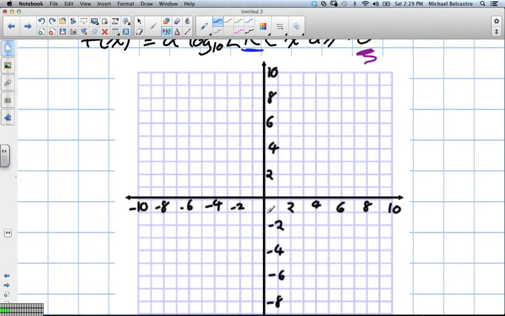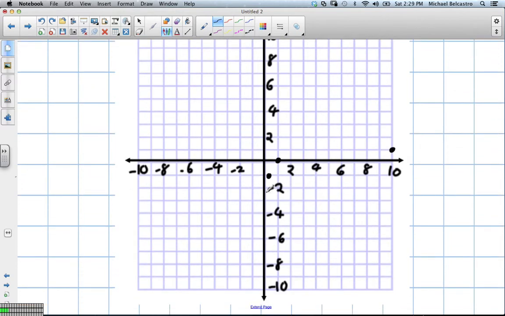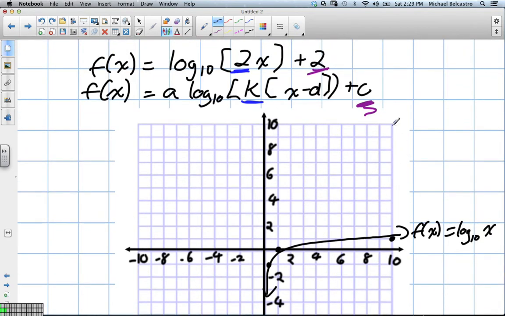We know quickly it's going to be at 1/10 and negative 1. It's going to be at 1 and 0, and then 10 and 1, right? So let's do a rough sketch of our log base 10. That's the original one. So f of x is equal to log 10 of x, okay? So let's deal with these transformations.